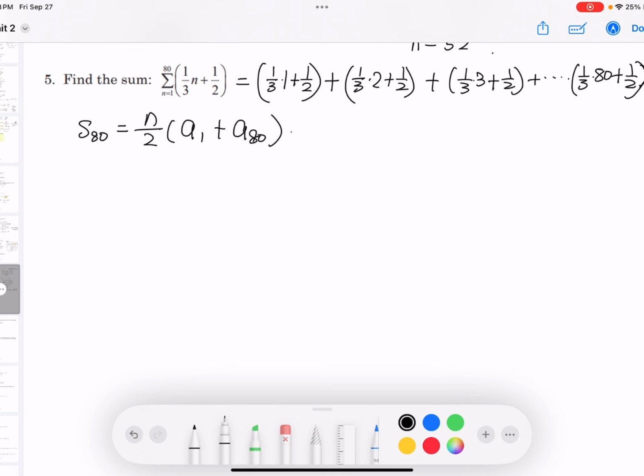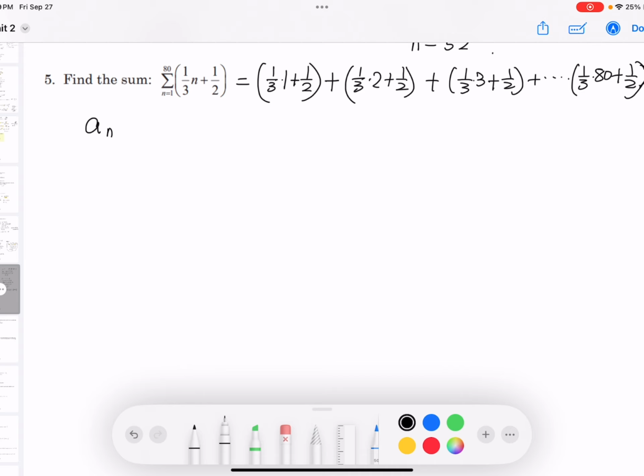But let me ask you, is this an arithmetic sequence? I don't know. Nobody told me this is an arithmetic sequence. What should I do? First, I want to verify if this is an arithmetic sequence. How do we prove that? We have learned so many formulas for the arithmetic sequence.